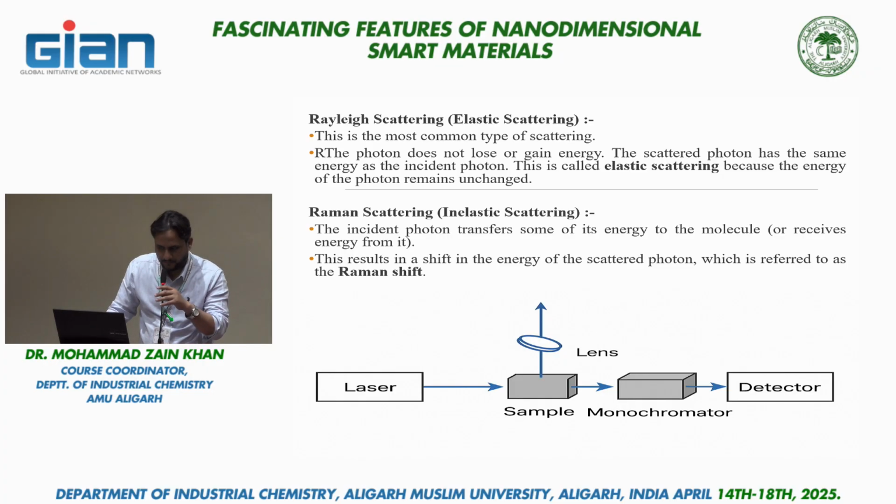In case of Raman, we use laser light as a source, light amplification by stimulated emission of radiation, while the detector which is used is the charge coupled device, which collects the photons falling on it and converts the intensity of the photons into an electrical signal.